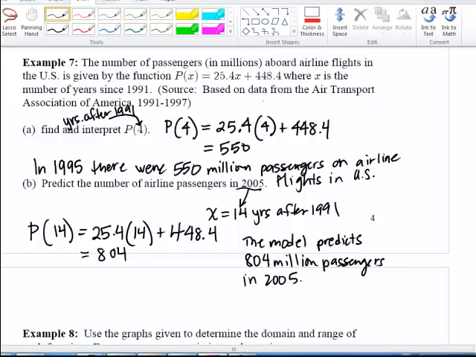So let's think about this function a little bit. This is linear because it's in the form mx plus b, right? So thinking about the stuff we learned earlier in chapter 3 here, the slope is 25.4, which means the number of passengers is going up by that many million per year, right? So the number of passengers is increasing by 25.4 million per year. And this 448 would be the value at the start, which in this case is 1991. So we could say in 1991 there were 448.4 million passengers. So it's good to make connections with what we've been learning in chapter 3 and what we're seeing right here.